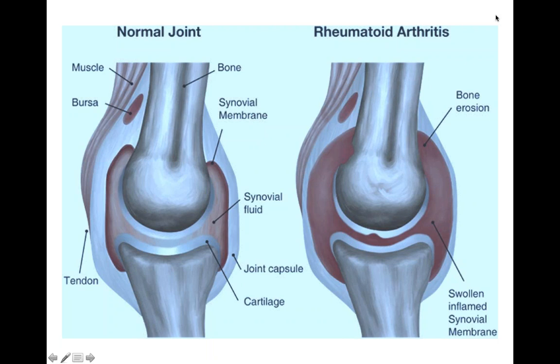As you can see, this is the normal joint, and this is rheumatoid arthritis. You can see the tendon, the synovial membrane, and the fluid, and this is the joint capsule. In case of rheumatoid arthritis, there is inflammation of the synovial membrane. As you can see, there is a swollen synovial membrane, so that's why there is secretion of a lot of fluid in case of rheumatoid arthritis.